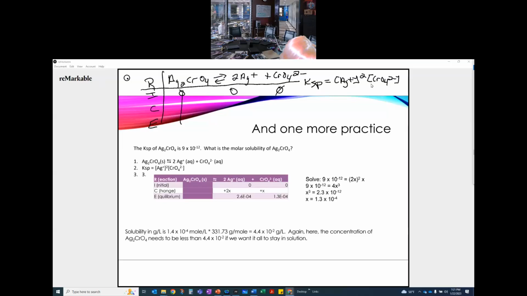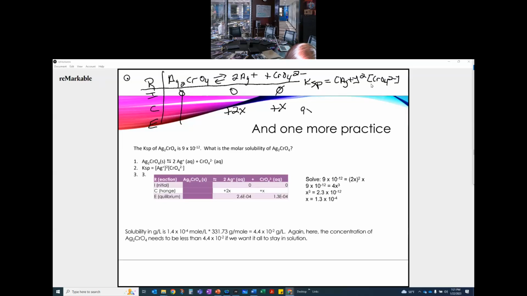I know that for every one of these Ag2CrO4s that I break down, I am going to end up getting 2 Ag+, so that's going to be a plus 2x, and 1 CrO4 2-, so that's a plus x, okay? And so in equilibrium, I know that I'm going to have those things that I can solve for. Now, it also says that Ksp is equal to 9 times 10 to the minus 12.